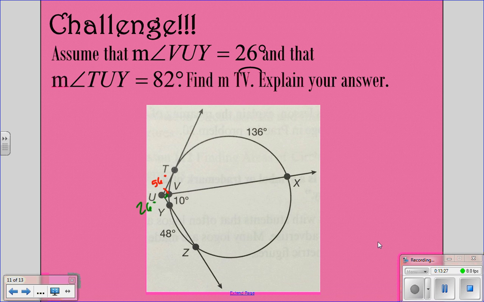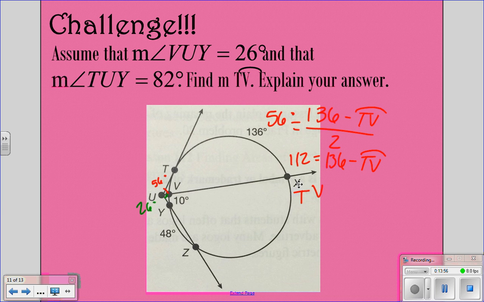All right, so we are looking for this arc TV right here. And so we're going to say 136 minus arc TV, and then divide by 2 is going to give us the 56 degrees, because that's the angle that's on the exterior of the circle. So 56 times 2 is 112, equals 136 minus arc TV. And so if you solve for arc TV, you're going to get 24 degrees. And so that would be your answer there.